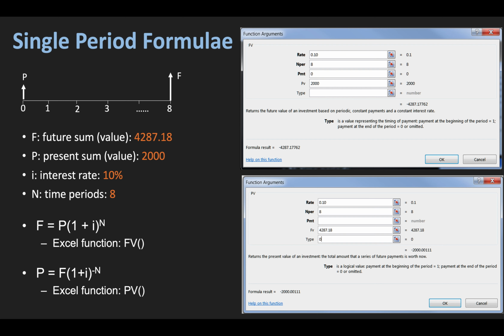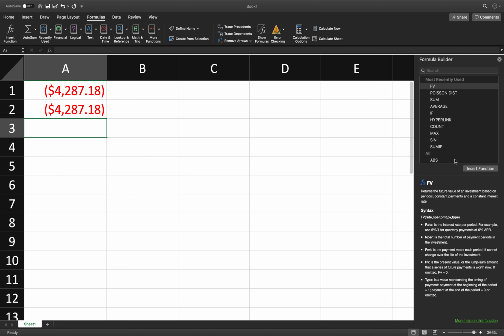Same thing for present value. Let's say you want to find a present value, you can just type PV, and there's the present value function. Rate is 0.1, the same. Number of periods, 8. We don't have PMT, so add another comma here. And then the future value, which we know from above is 4,287.18. And that gives you $2,000. So the present value is actually 2,000.